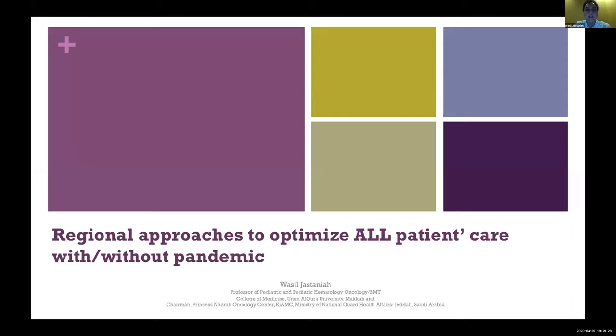And what I'll do in this presentation is highlight the importance of these factors in improving the cancer trajectory curve by presenting selected regional and global studies pertaining mainly to ALL. So first, access to care. This is a simple study that we did in our institution at Princess Noura Oncology Center, looking at turnaround times of processing referrals.